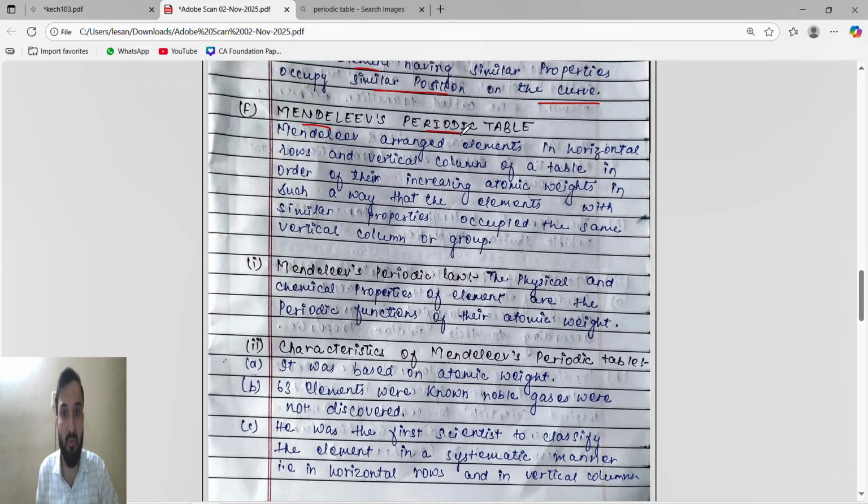Mendeleev dada. Then the Mendeleev periodic table. Mendeleev came. Then what did he do? Mendeleev arranged elements in horizontal rows and vertical columns of a table. So the horizontal rows and vertical columns of the table were started by Mendeleev.